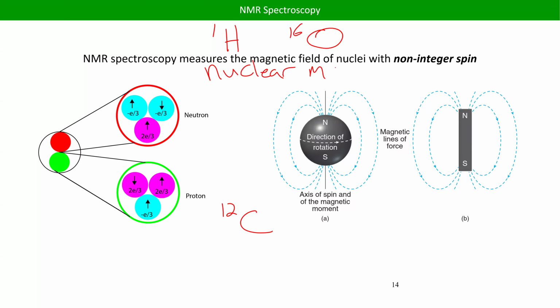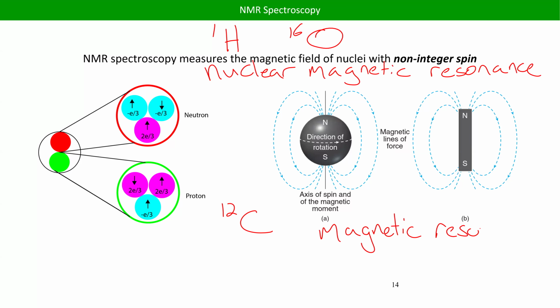Nuclear magnetic resonance, which you may notice has two similar words. What's MRI stand for? This machine, you go through it. Magnetic resonance imaging.